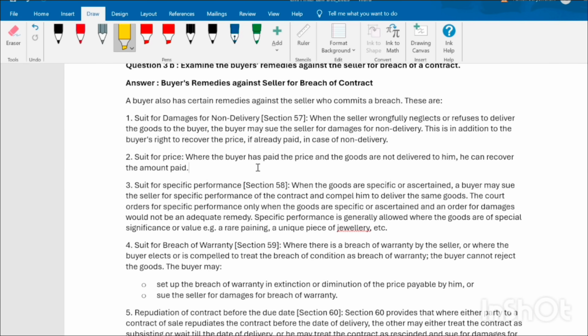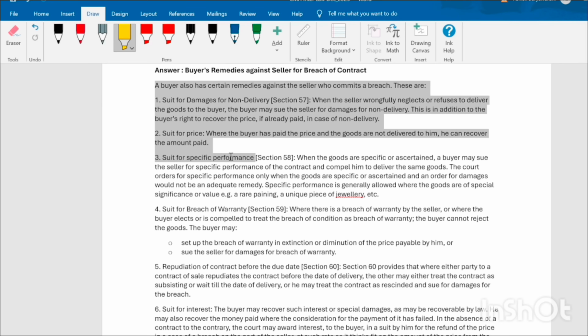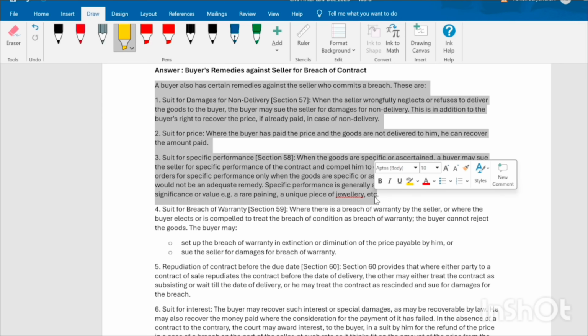You can find it in our module. I hope you have studied this topic. Easy topic this is. And yeah, this is a bookish language, so you can write in your own language.